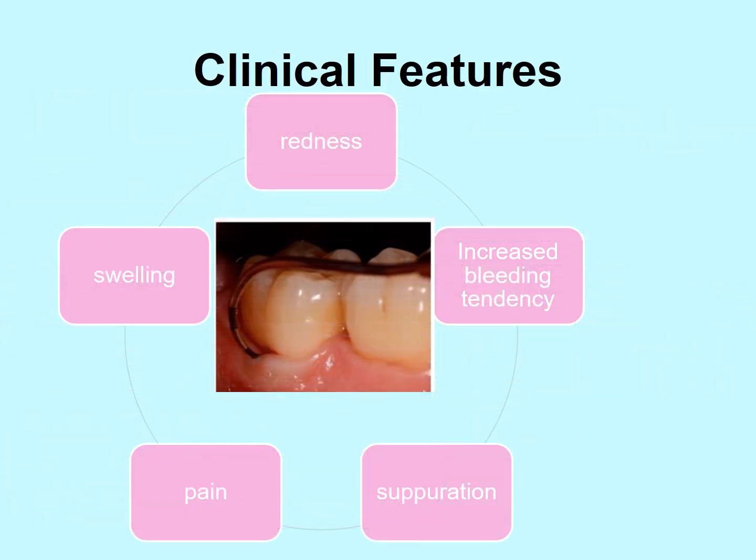Coming to clinical features of furcation involvement, you can always expect the same clinical features as periodontitis: redness, swelling, increased bleeding tendency, pain, and suppuration.